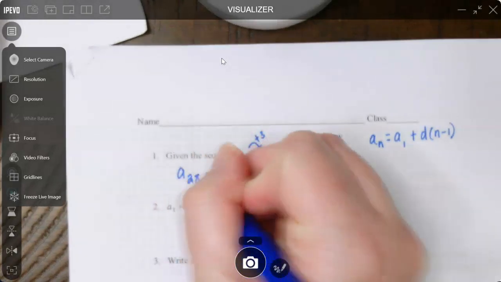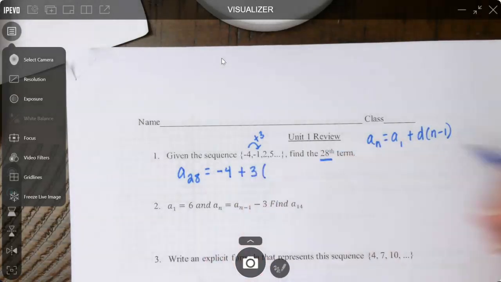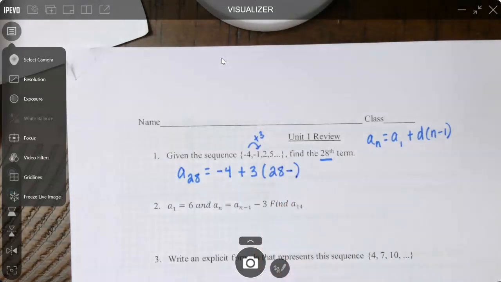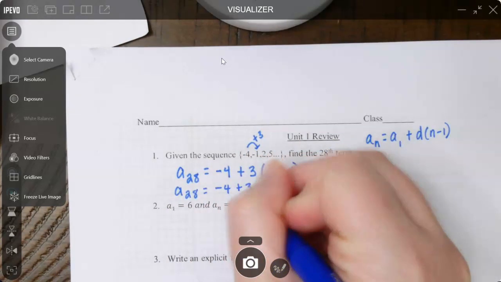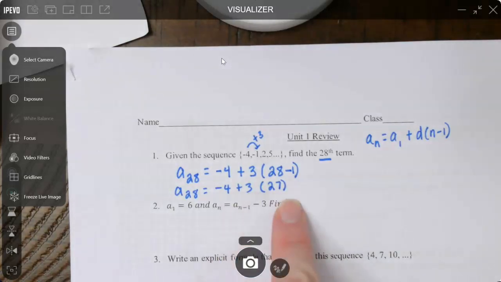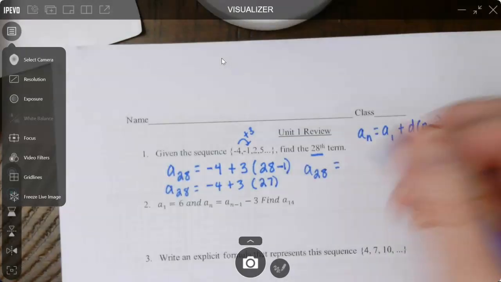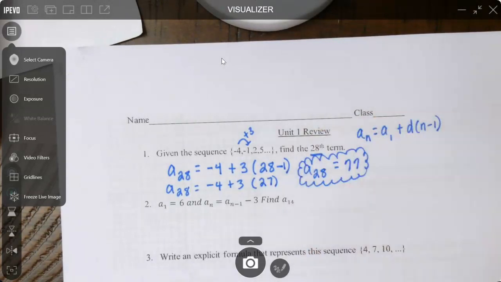So a sub 28 equals your first term, which is negative 4, plus your common difference, which is 3, times the number in the sequence we're trying to find, the 28th term, minus 1. Okay, to solve this, whoops, forgot to put the 1. To solve this, you just want to do what's in parentheses first. So this is going to be a sub 28 equals negative 4 plus 3 times 28 minus 1, which is 27. Okay, when you multiply 3 times 27 and you subtract 4, just going to save some time for us, you end up getting 77. So the 28th term is 77.